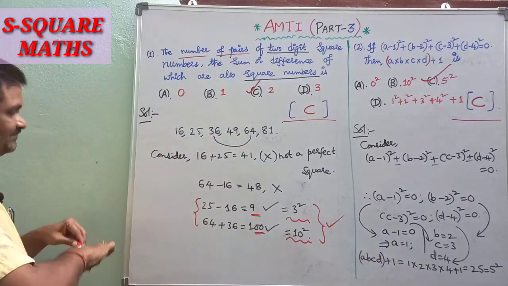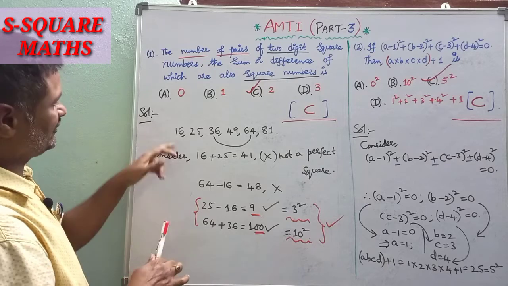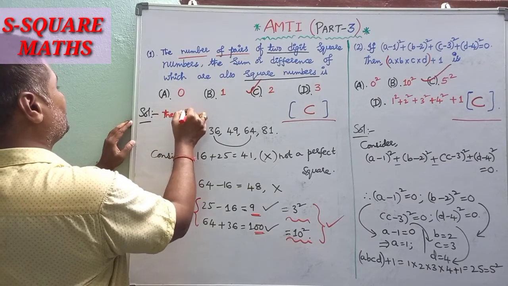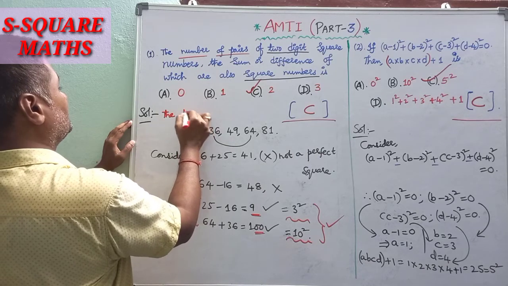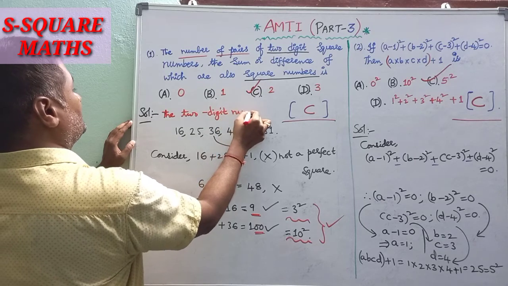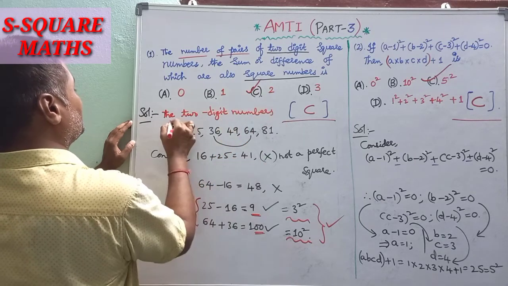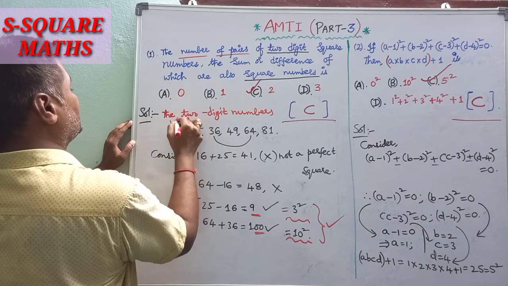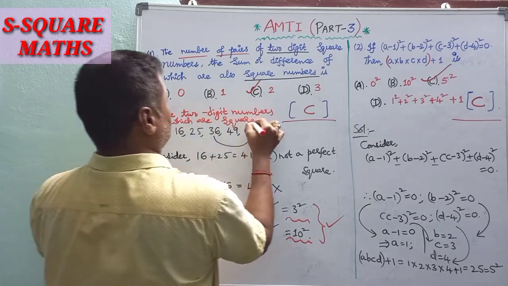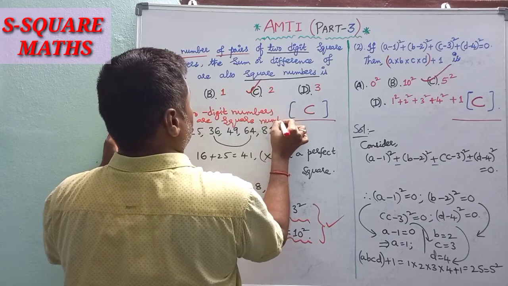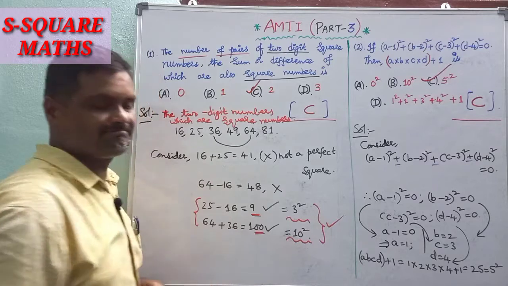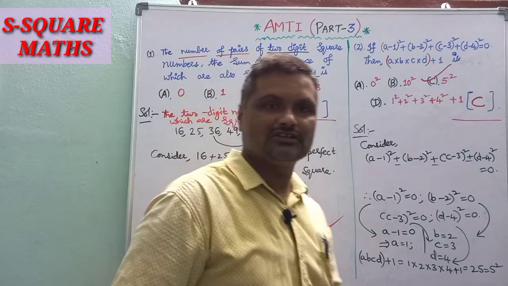Now here this point I am going to write: the two-digit numbers which are perfect squares, which are square numbers. From this, once you have a total look.